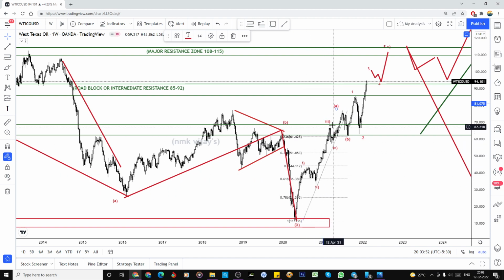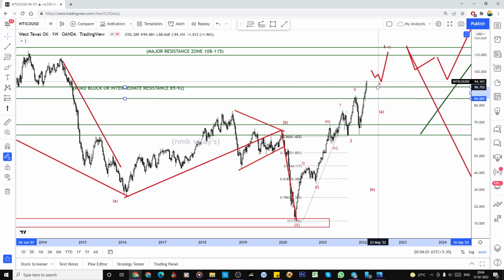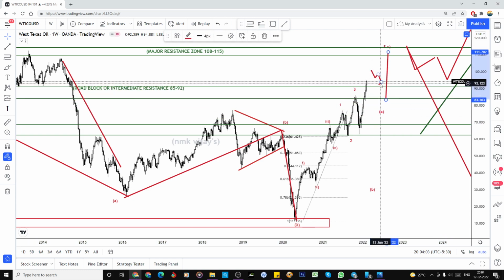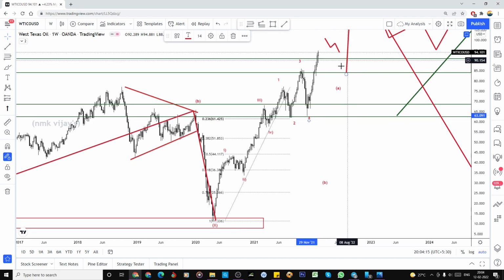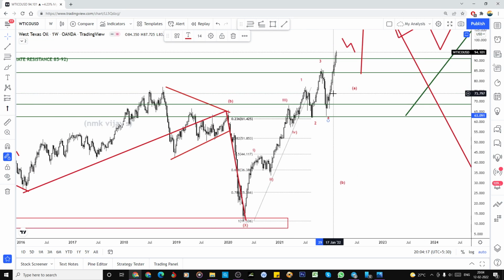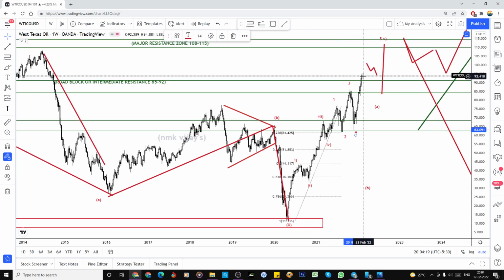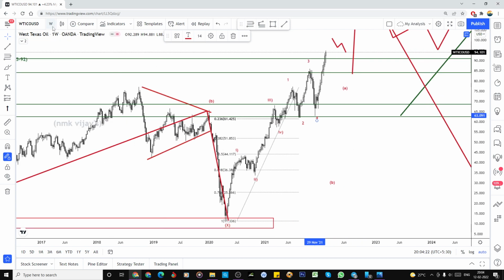So 1 2 3, this is the 1, this is the 2, so 3 and 4, yeah, this is the 4, and the fifth wave is somewhat looking like an ending diagonal, an expanded ending diagonal in the fifth wave. So that is also possible, but because of that Russia-Ukraine crisis, it is still going, and it has already broken the trend line here also.